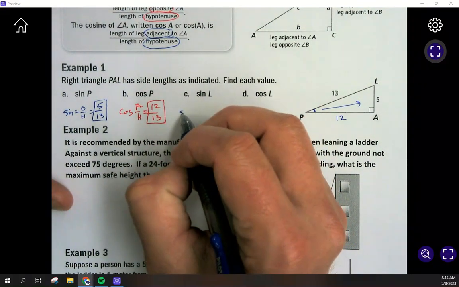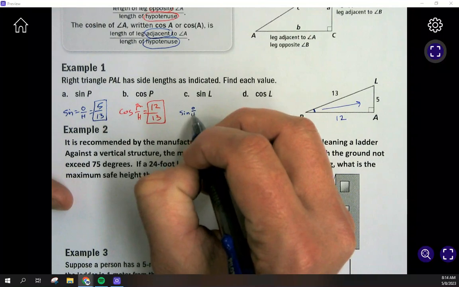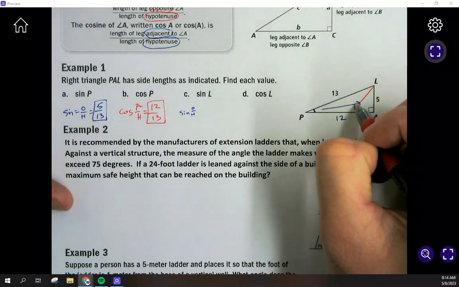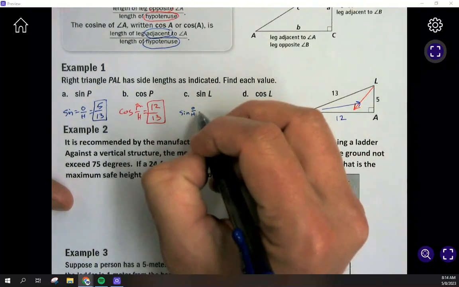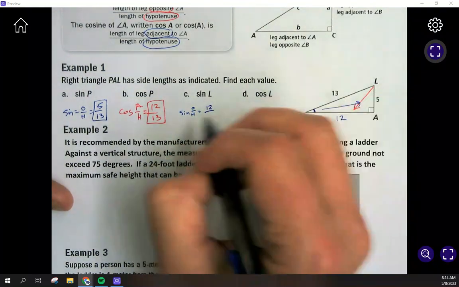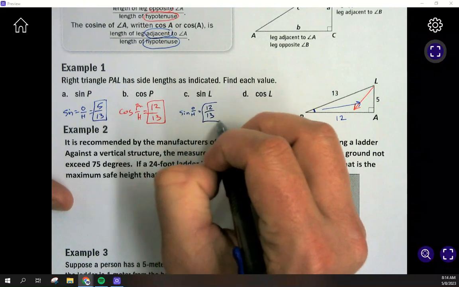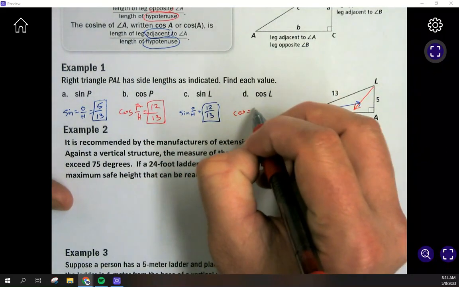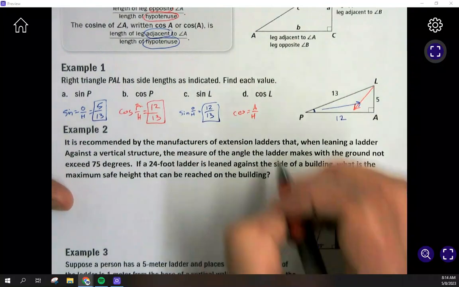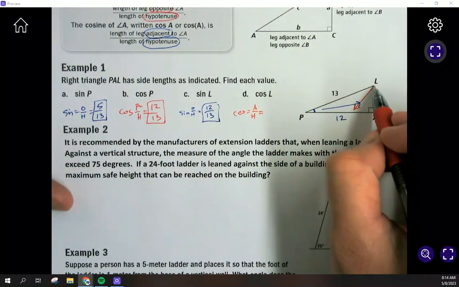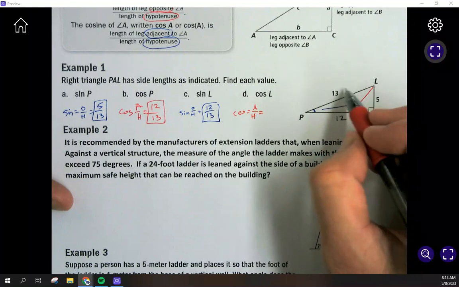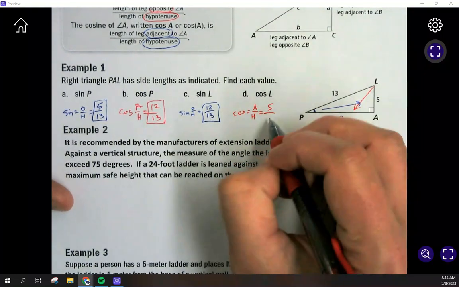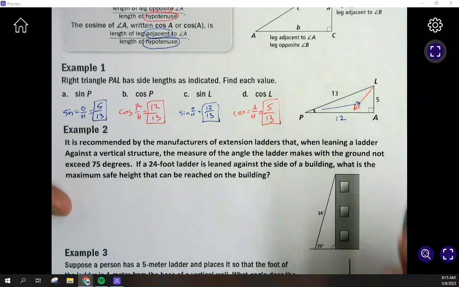So the sine, again, is opposite over hypotenuse, but now we're coming from angle L. So from L, the opposite is 12, and then the hypotenuse is 13. And then cosine of L, again, cosine is adjacent over hypotenuse. L has two adjacent sides, but one of them is the hypotenuse, so the adjacent side we're talking about here is the 5, and then the hypotenuse is 13.